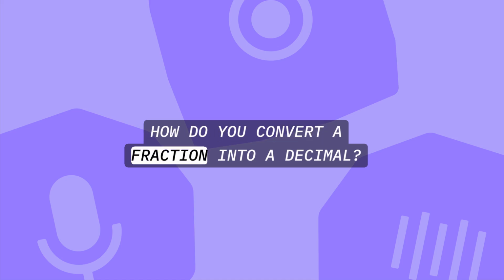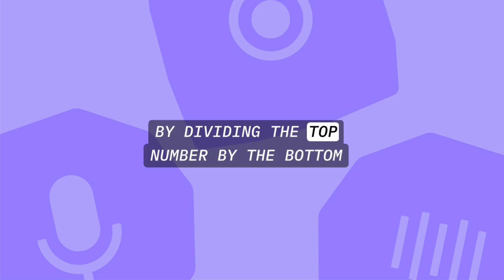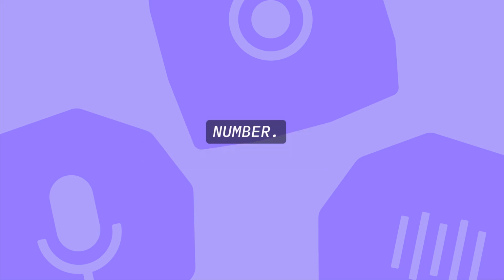How do you convert a fraction into a decimal? By dividing the top number by the bottom number.